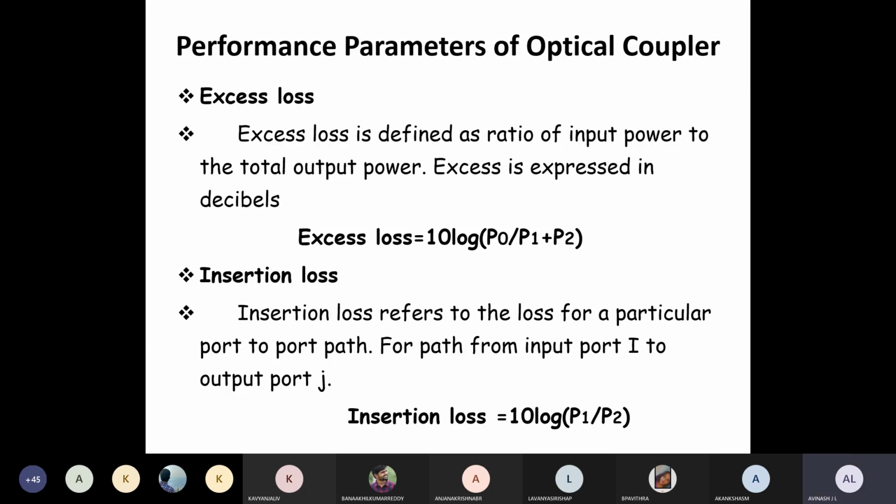Insertion loss refers to the loss for a particular port to port path, for the path from input port I to output port J. We are going to consider the insertion loss equal to 10 log P1 divided by P2. Please take this down, all of you.